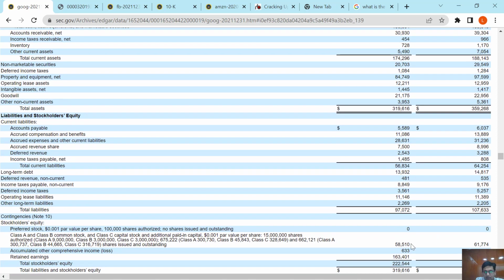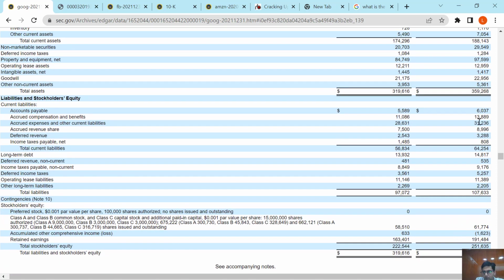And what are the total equities and liabilities of Google? That always matches. Why? Because it's a balance sheet. Assets is equal to equity plus liabilities. What are the total liabilities of Google? $107 billion almost. And the total equity of Google is around $251 billion. Total liabilities plus equity of Google is equal to assets, that is $359 billion.